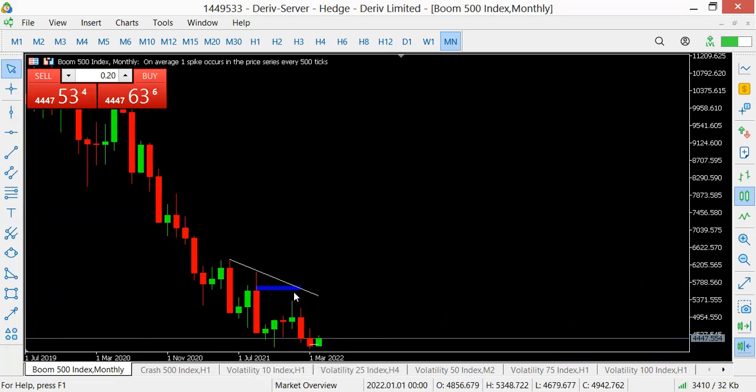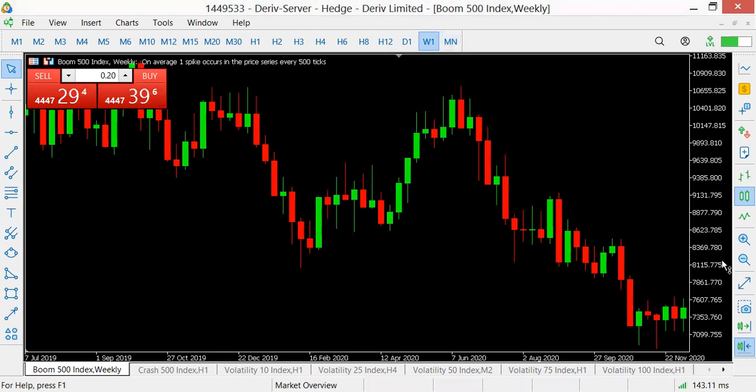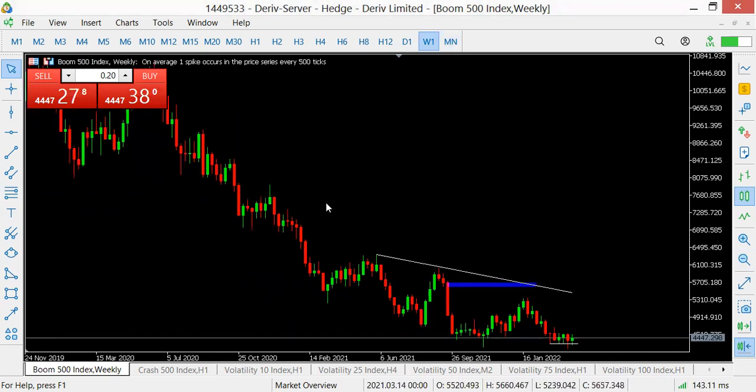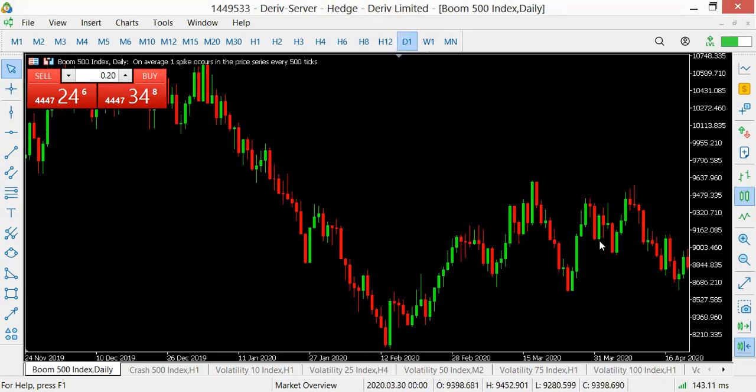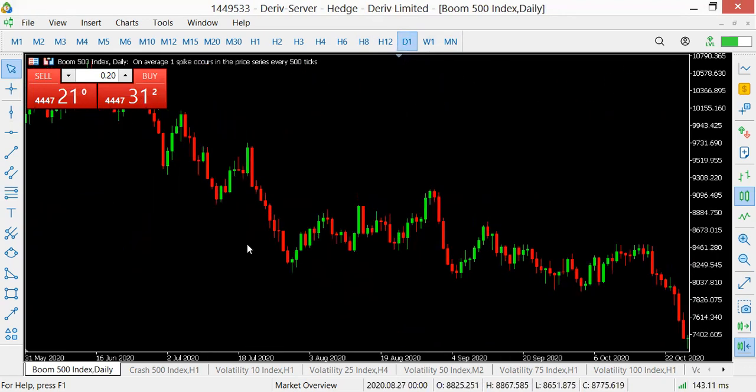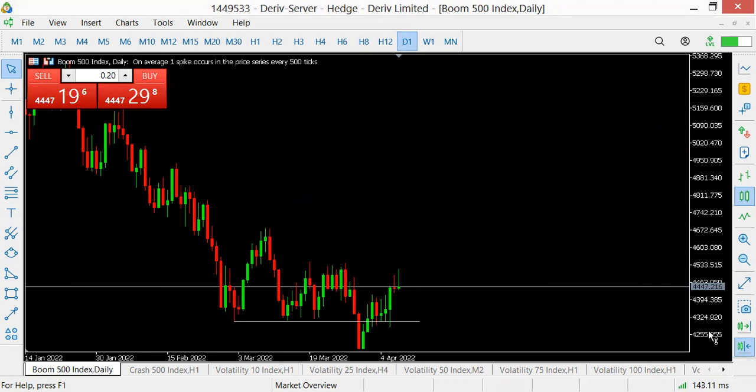So BOOM500 index market just opened some 3 years back, and funny enough, BOOM500 is one of the oldest commodities on this synthetic indices market. So guys, looking at this, it won't give you a very clear historical view to analyze from the monthly time frame and also even from the weekly time frame. So what you can do is go down to the daily time frame. From the daily time frame, you need to see the chart more clearer.